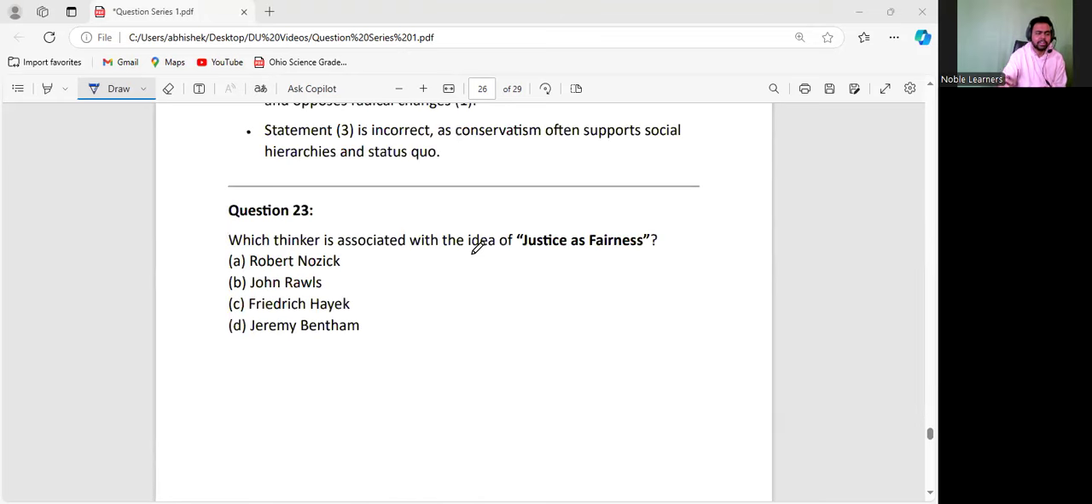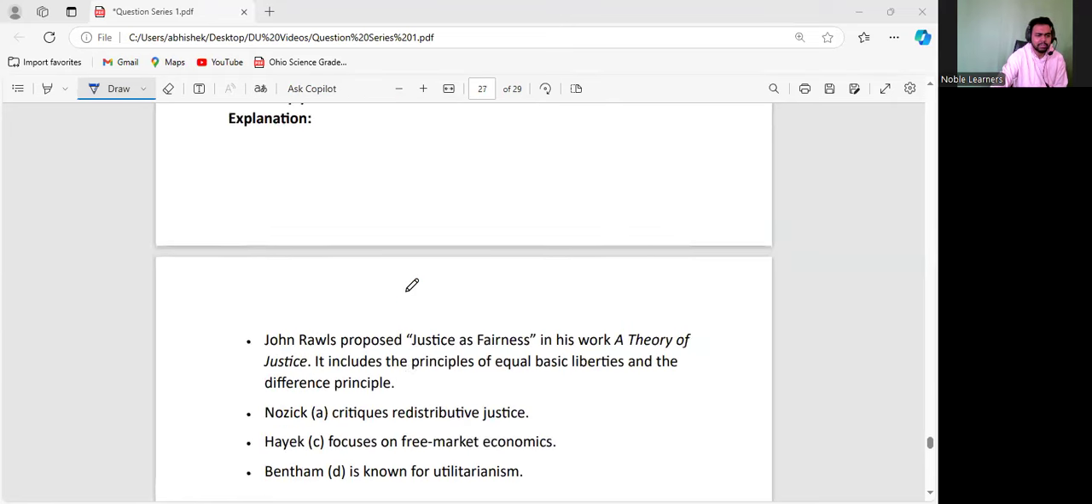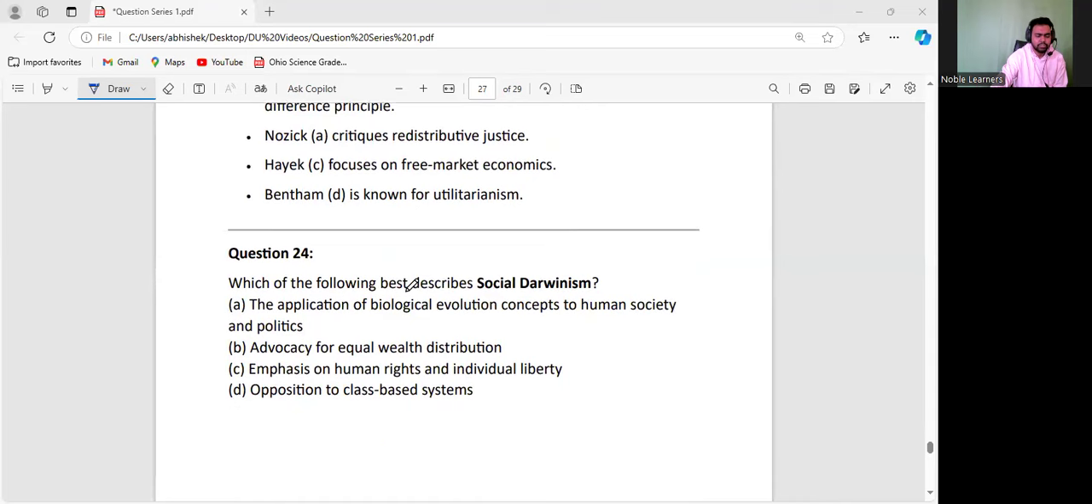Talking about all the other thinkers, Robert Nozick is related to neoliberalism. Also, Friedrich Hayek is related to neoliberalism and new right philosophy. Actually, Hayek is considered to be the guru, a kind of teacher, guide, and mentor to Margaret Thatcher and Ronald Reagan, who promoted neoliberalism. Jeremy Bentham, you already know that. Bentham: utilitarianism. Go ahead. Social Darwinism.